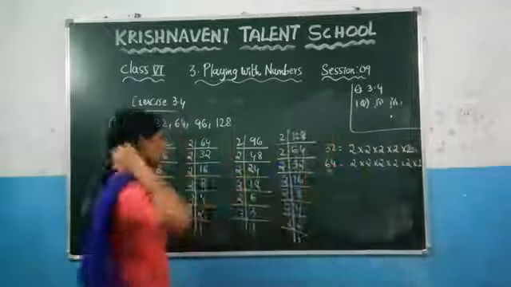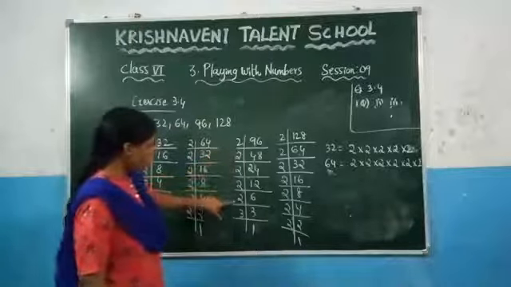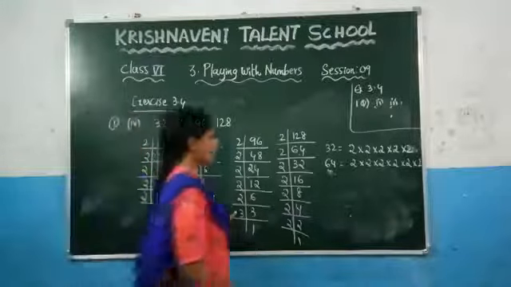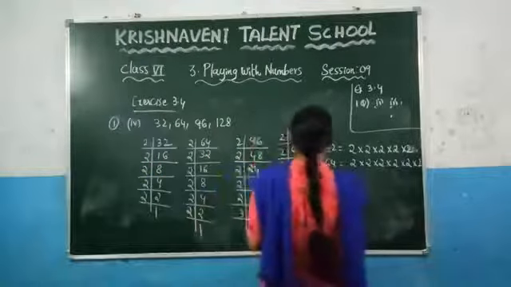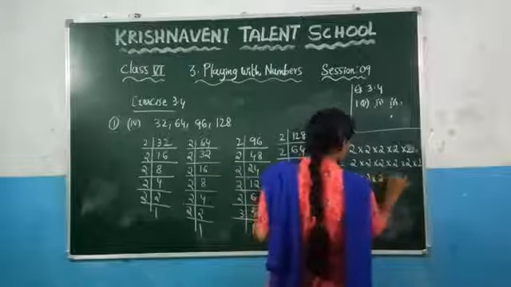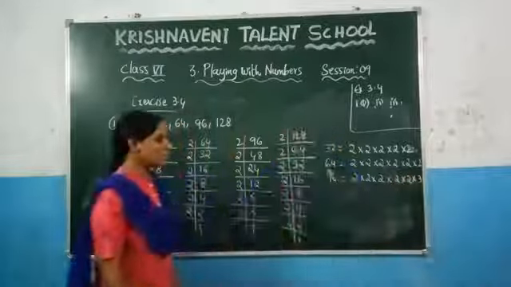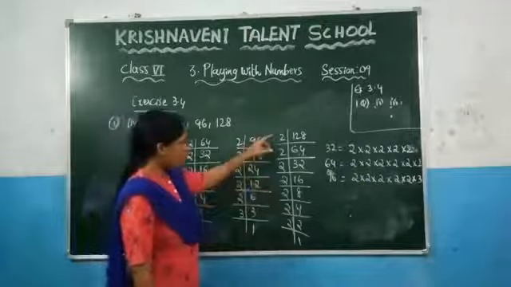And after that 96. How many 2's in 96? 1, 2, 3, 4, 5, five 2's and one 3. So here 96 is equal to 2 into 2 into 2 into 2 into 2 into 3. And after that 128. How many 2's are there?